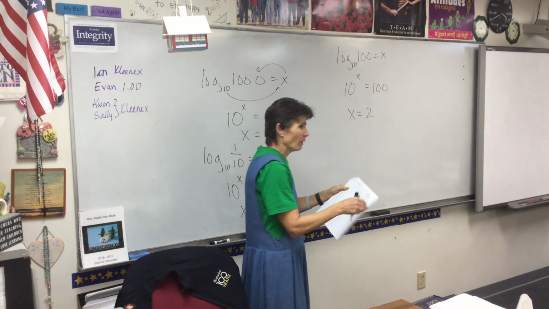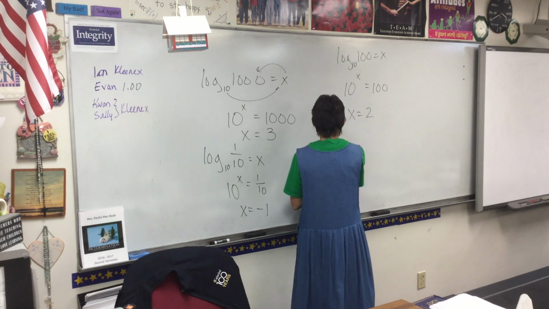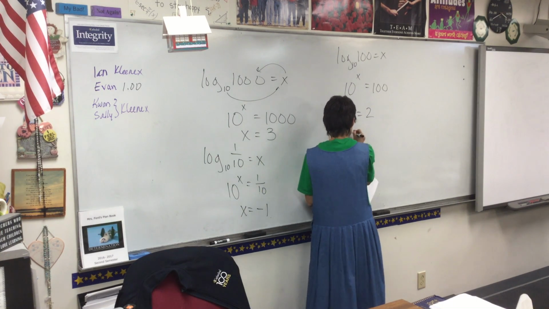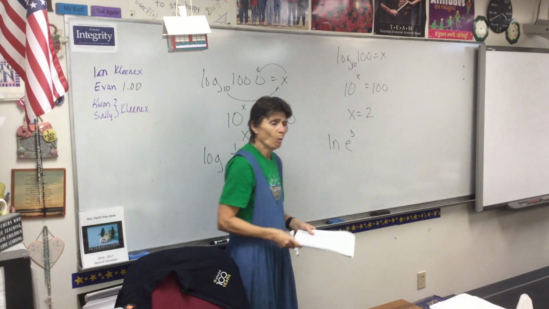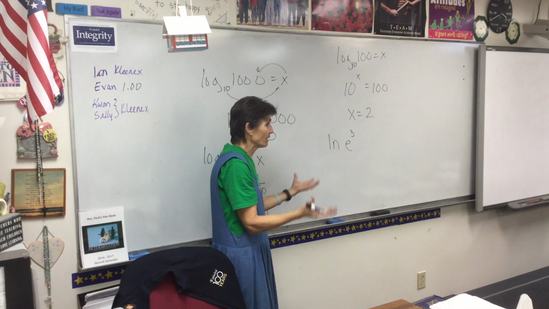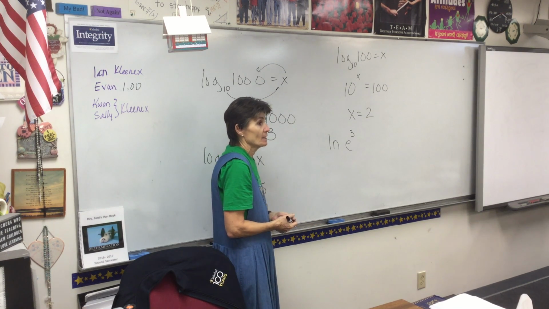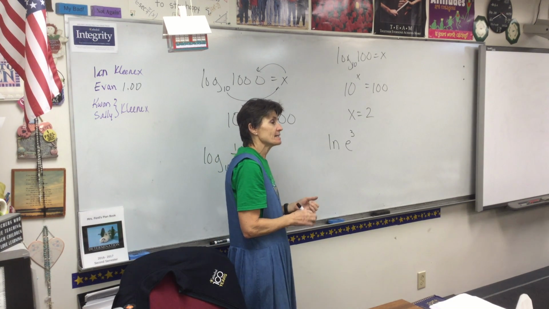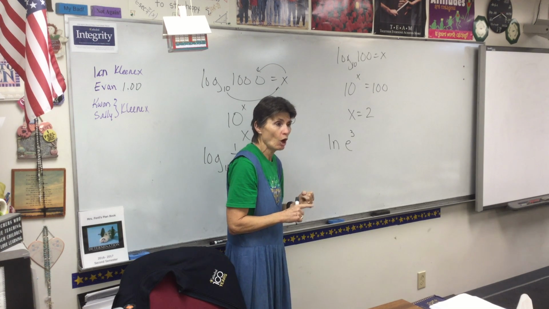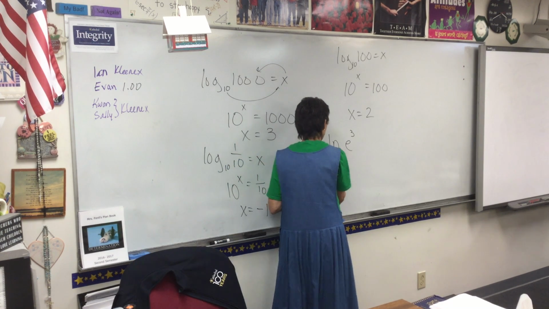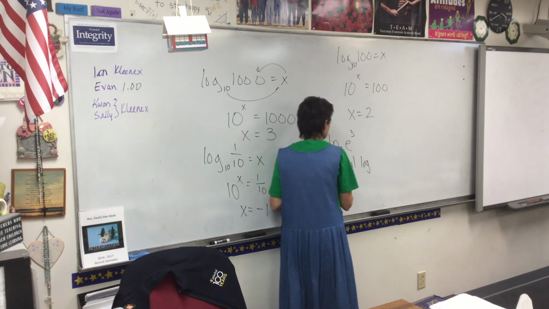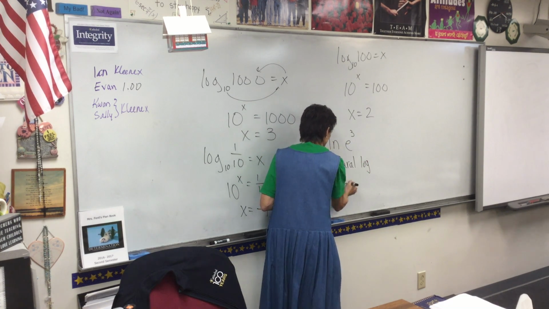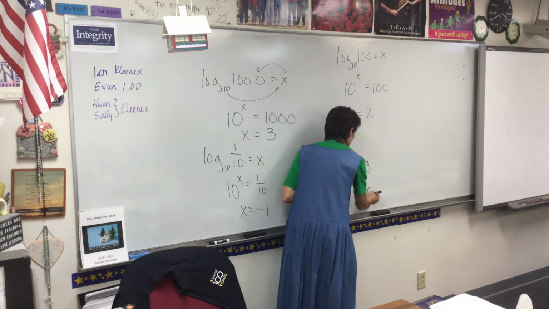Okay. Now, what about these ln things? ln e cubed. This is problem number 3. What in the world does ln mean? It's a natural logarithm. This is called a natural logarithm, and it is the symbol for log base e.